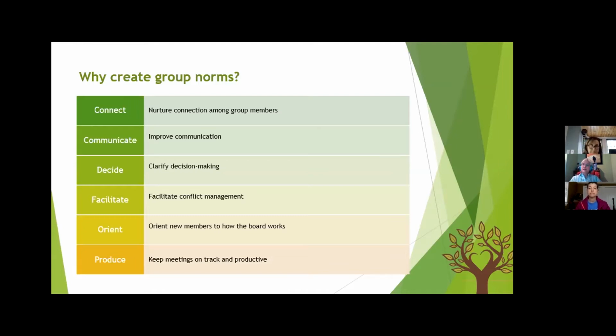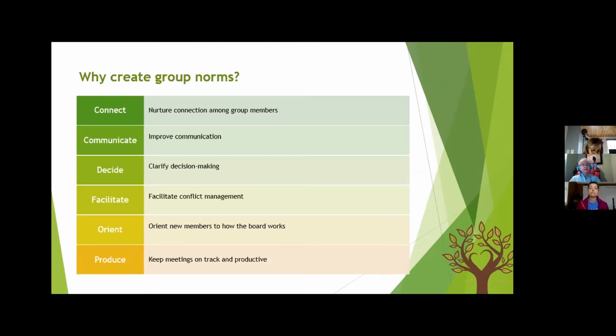So why do we create group norms? Group norms do a few things. They create and nurture connection among group members, true connection, so that people can really be transparent and talk to each other. So it creates an avenue and a tool for people to use to make that connection. It also improves communication by holding people accountable to having communication as a team and a group.